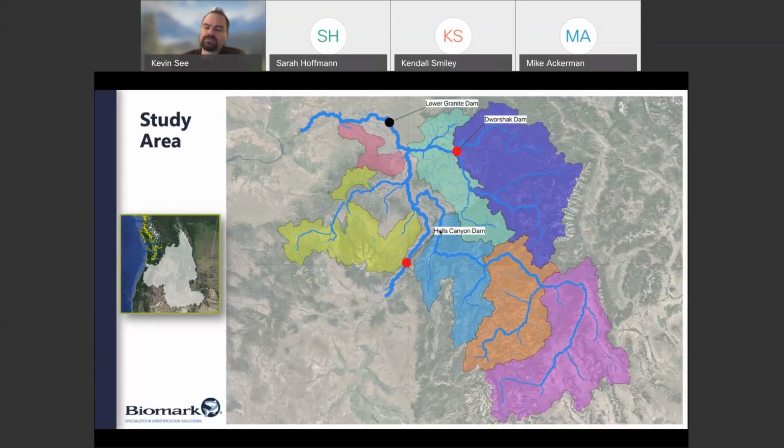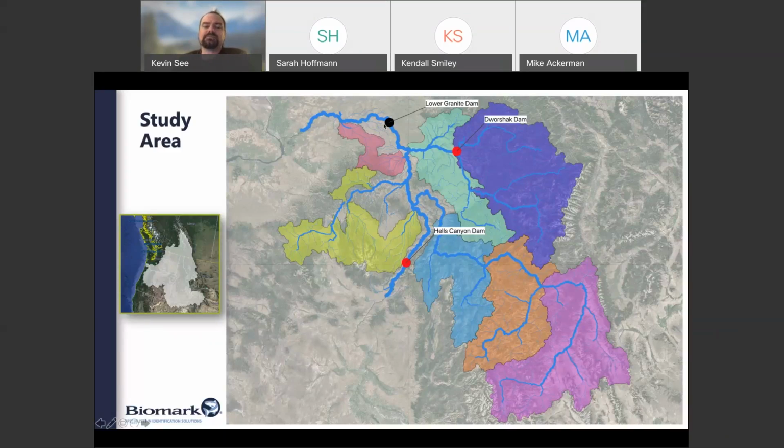And for most of the examples in this talk, we're going to be focused on the Snake River Basin, part of that, which in the larger map is right around this area. And here it is in the larger map. The Columbia comes and the Snake comes in right up here.